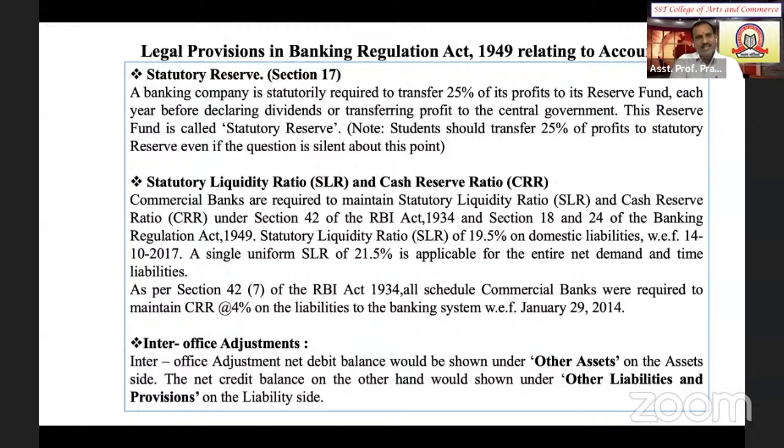Some short notes will arise here. Inter-office adjustment: many times a bank closes its financial statements on 31st March, but it isn't possible to finalize the balance sheet. So some amount must be adjusted, and that amount is an inter-office adjustment. It is shown under other assets if it is a debit balance, and under other liabilities if it is a credit balance.